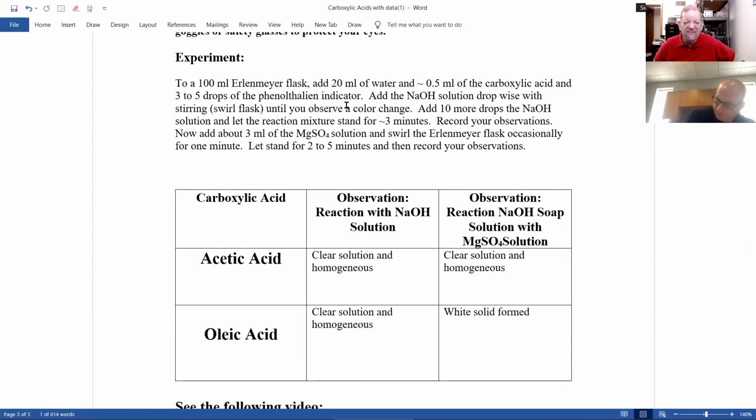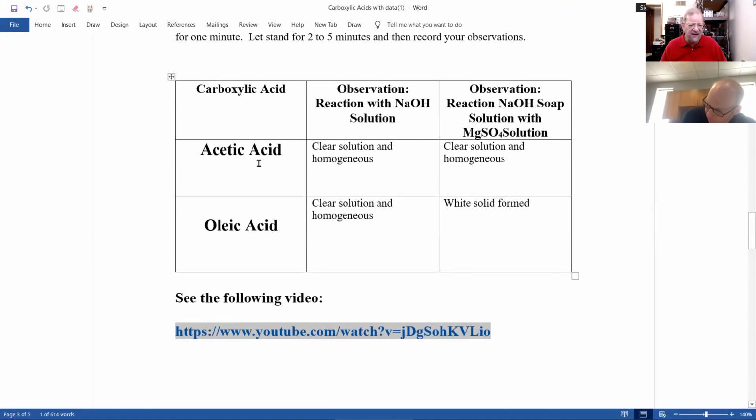And then that means you've added enough sodium hydroxide to make the carboxylate anion. And you add some more base to make sure you had enough. Let it sit for a while and record what it looks like. And then after that, you'll add magnesium sulfate. And you'll record after you stir it what it looks like. For acetic acid, the first addition is clear. The second one is also clear. But for oleic acid, when R is bigger, hint, hint, you get initially a clear solution, but when you add the magnesium sulfate, you get a white solid forming.